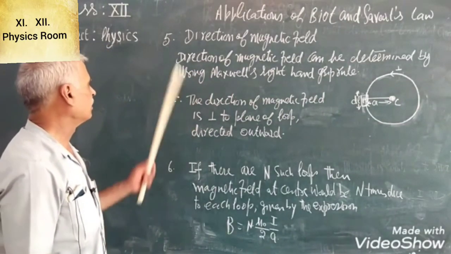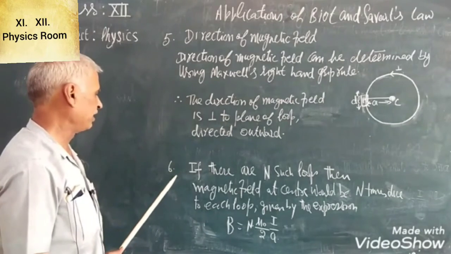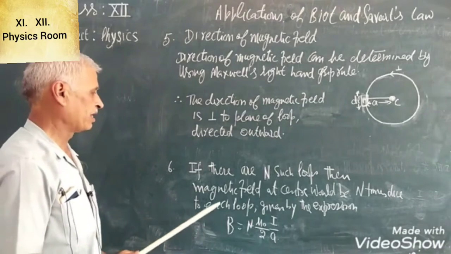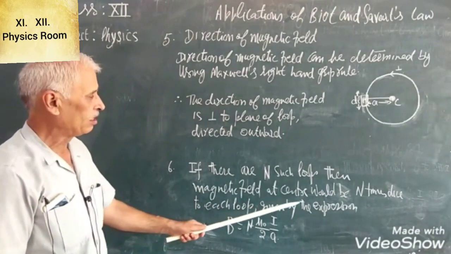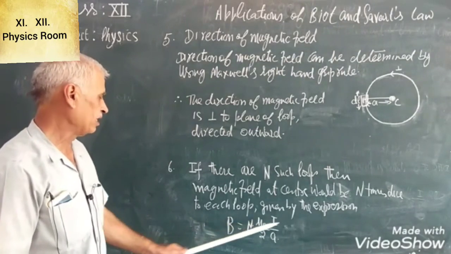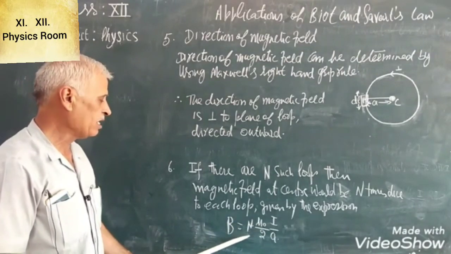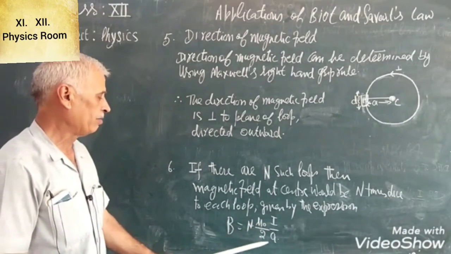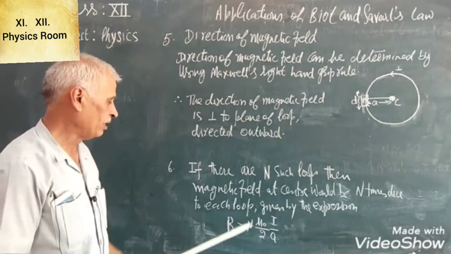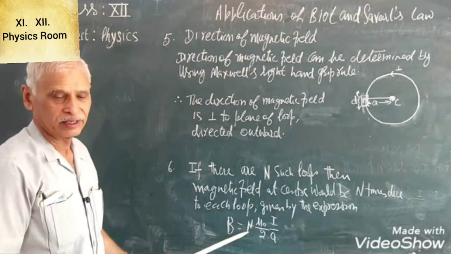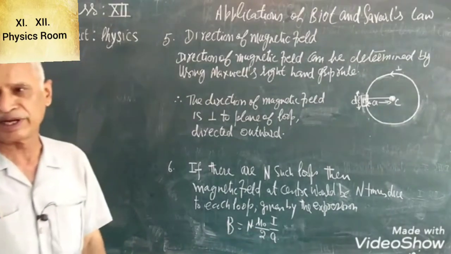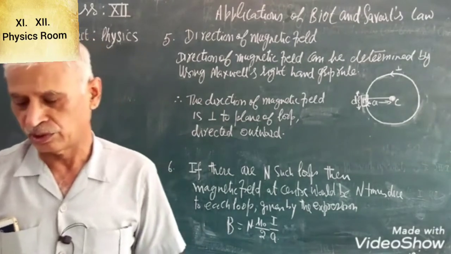Now after direction, we go to the 6th point. If there are n such loops, then the magnetic field at the center would be n times that due to each loop, and is given by the expression B equal to n into μ0 by 2, I by A. For n loops, the field will be multiplied by n. So B is equal to n μ0 by 2, I by A gives the magnetic field at the center of the loop due to n such loops.